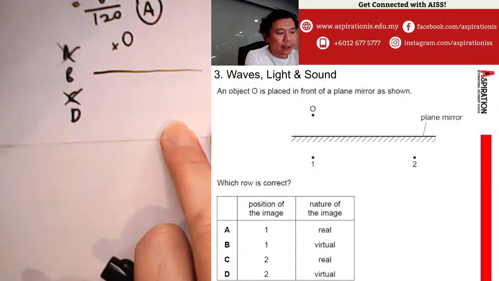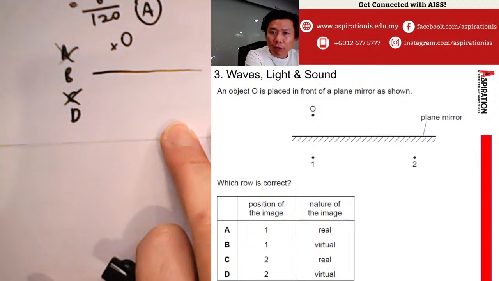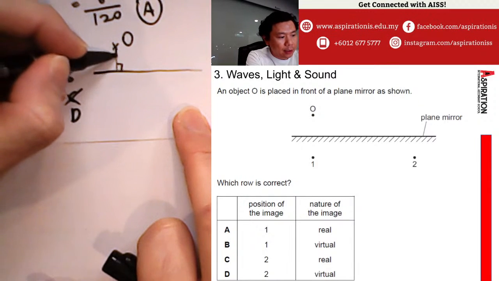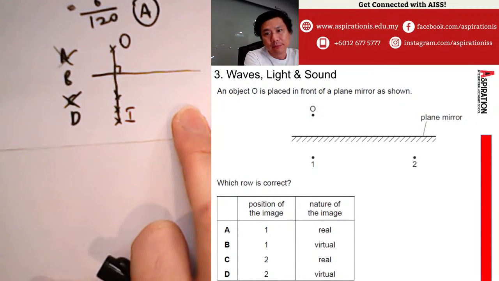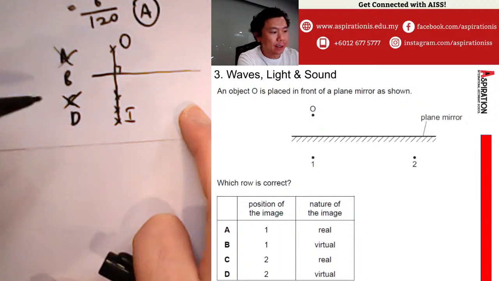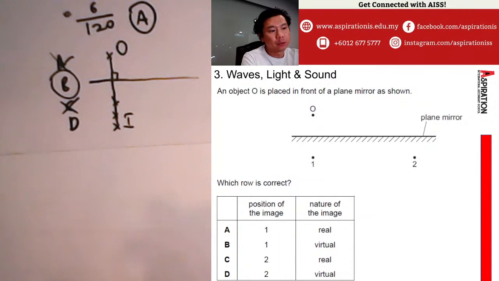If the object is here, the image for a plane mirror will be along the normal to the mirror from the object. I will repeat that. The image for a plane mirror is along the normal of the object to the mirror. For example, this is the normal, and the image will be on this line. So definitely the answer is B. Remember, the image will always lie on the normal of the plane mirror. So I hope that is clear.